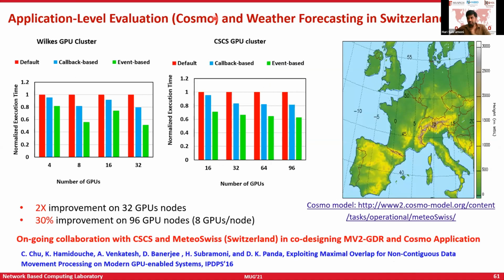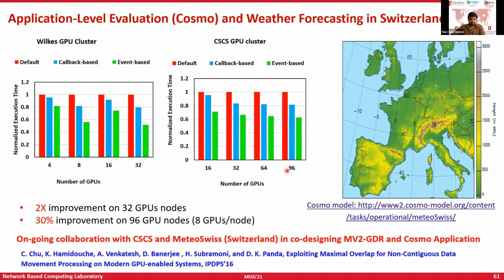So the Swiss National Supercomputing Center uses what is called the COSMO model. Through our proposed solutions, we were able to improve the overall performance of the COSMO model by a significant factor of 30% on 96 GPUs on 8 nodes. This was something that we are very proud of. Through our work, we were able to actually improve the performance of weather forecasting in Switzerland. This was work done between us, the Swiss National Supercomputing Center, and MeteoSwiss, which is the weather forecasting agency in Switzerland.